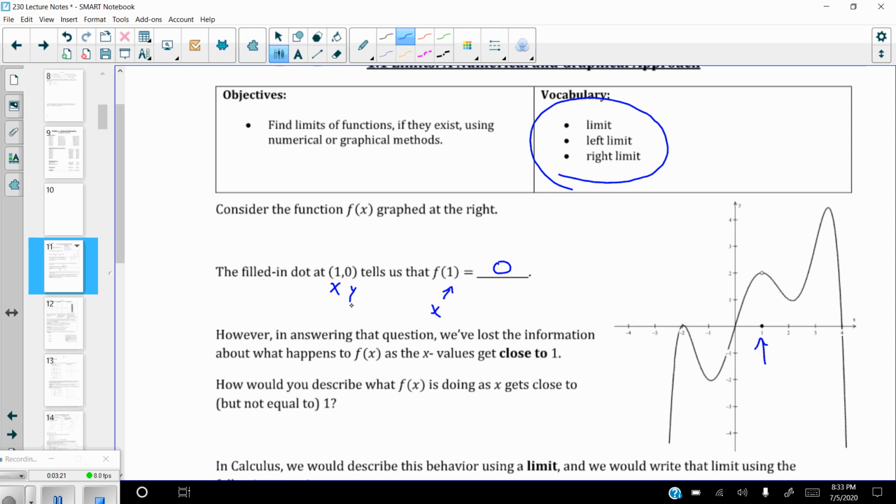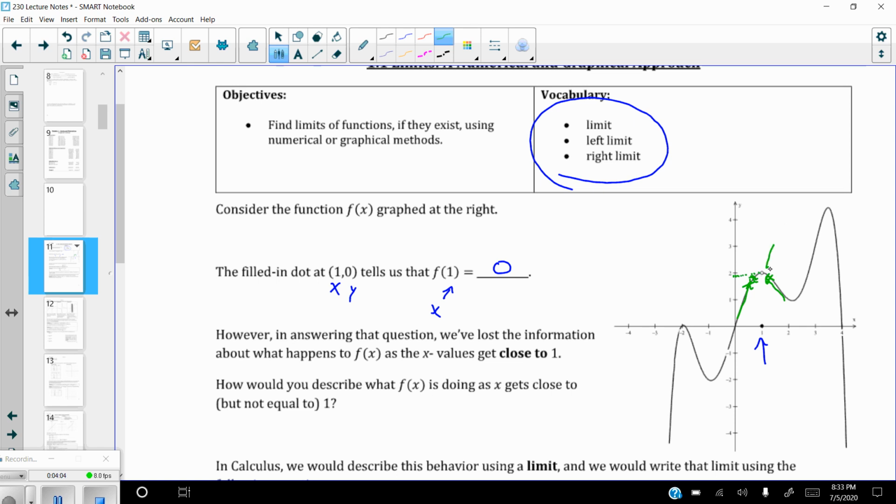However, answering that question, we've lost some information, as it says here, about what happens to f of x as x values get close to 1. And now we're going to start approaching the idea of a limit. If we look at our graph, it goes in this direction as we get closer and closer to x equals 1. And then the graph goes in this direction as we get closer and closer to x equals 1 from the other side. What you can see here is x is getting closer and closer to 1. As the x value is getting closer and closer to 1, the y value appears to be getting closer and closer to a value of 2.